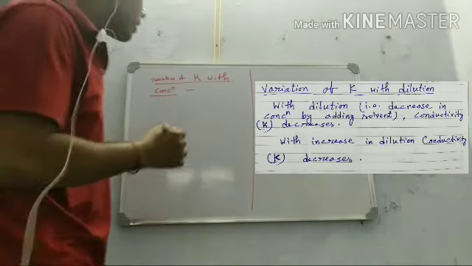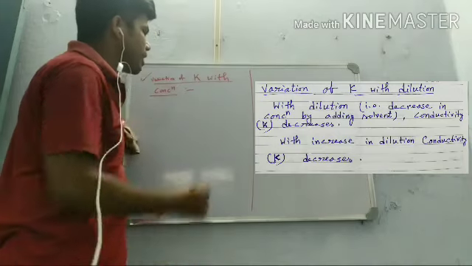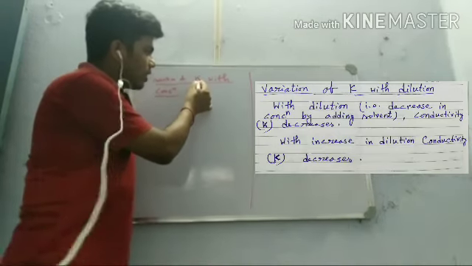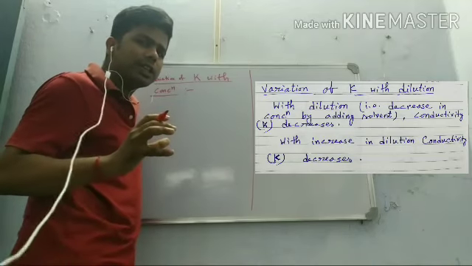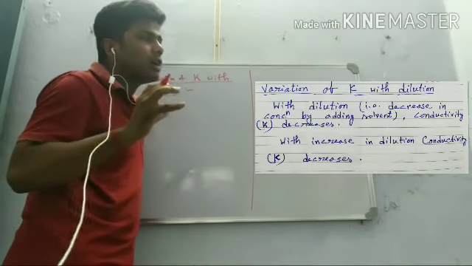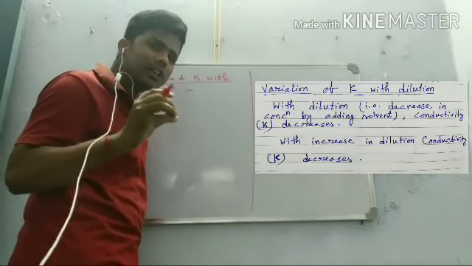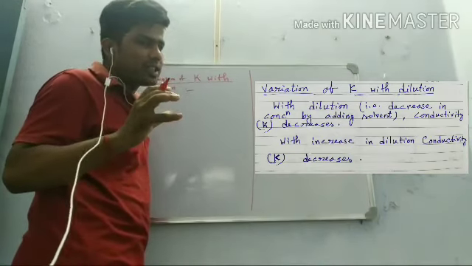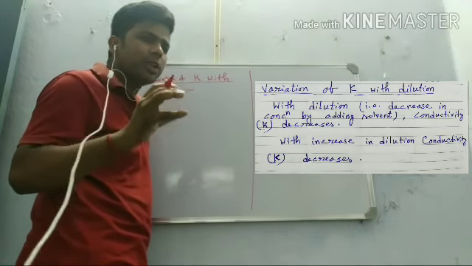Today, we will discuss the variation of conductivity with dilution. Now, what is conductivity? Conductivity is the conductance of a solution enclosed in a unit cube. Conductivity depends upon the number of ions present in unit volume of solution.